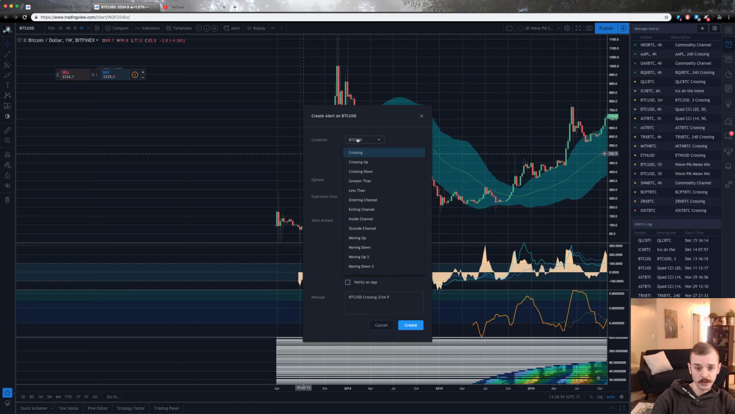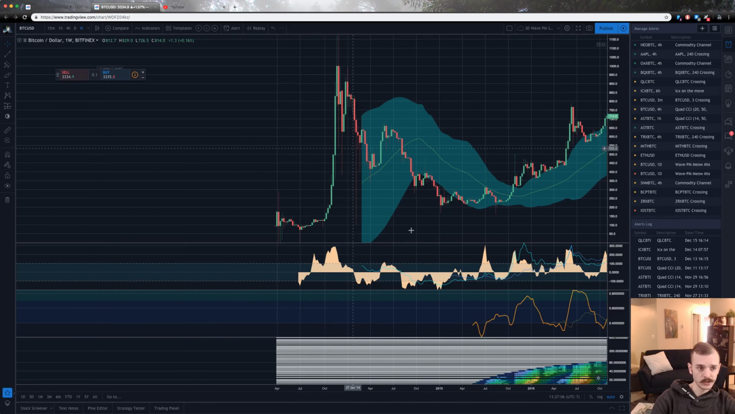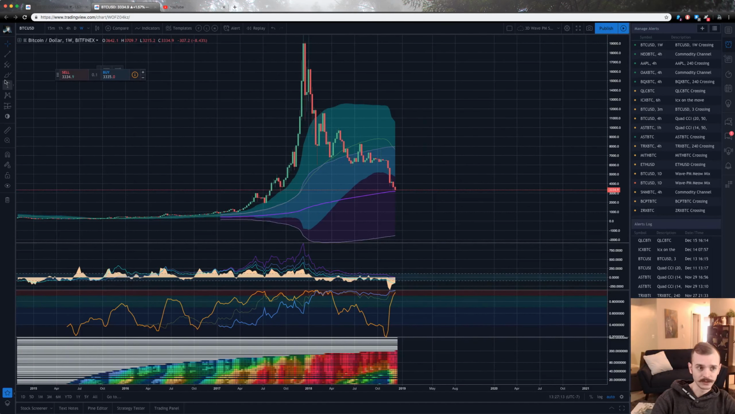When Bitcoin USD is crossing up Bollinger Band 50 on the weekly chart with the 1.25 standard deviation upper edge, that's going to be your signal for long-term bullishness on Bitcoin, okay? And currently that's very far away.